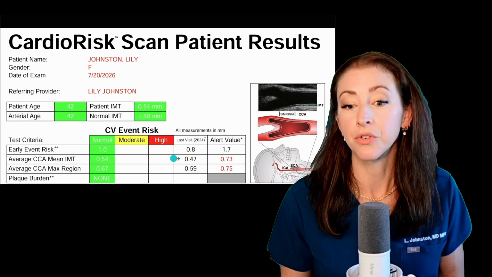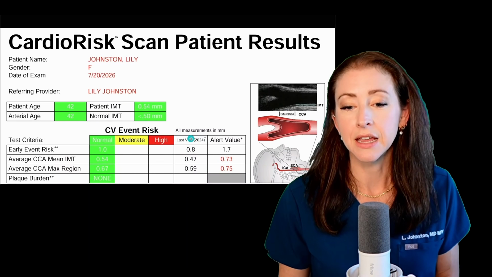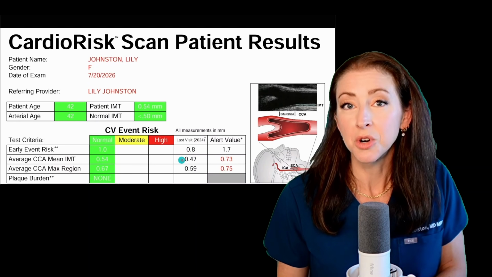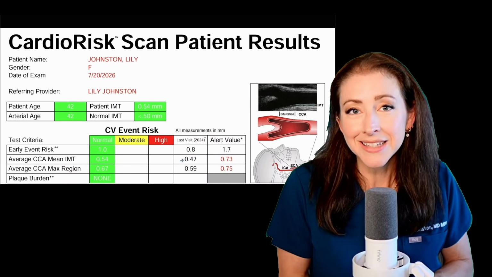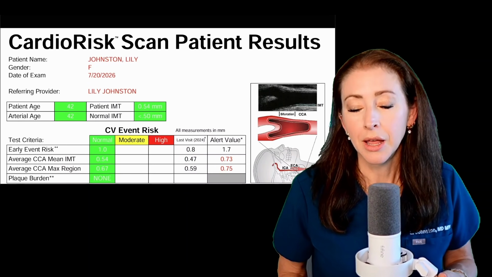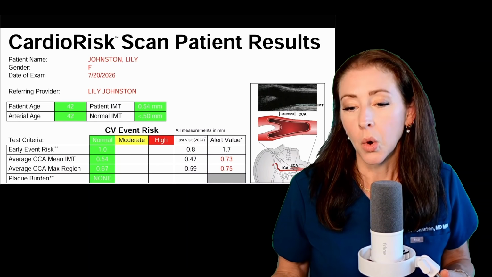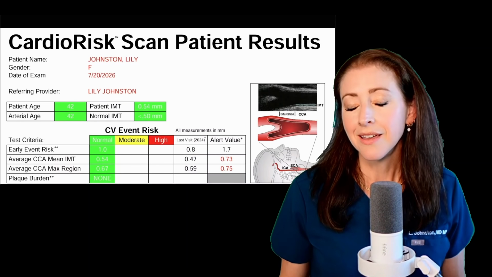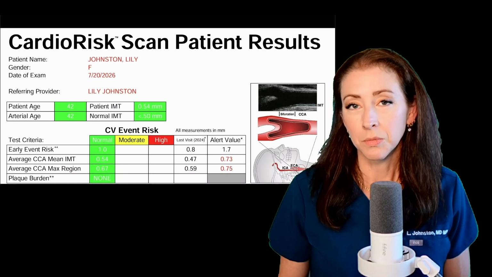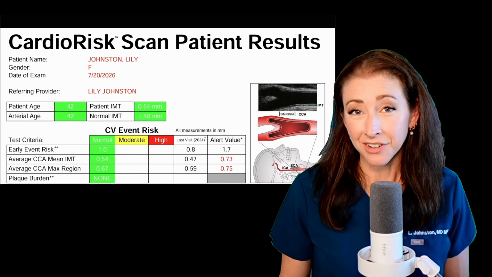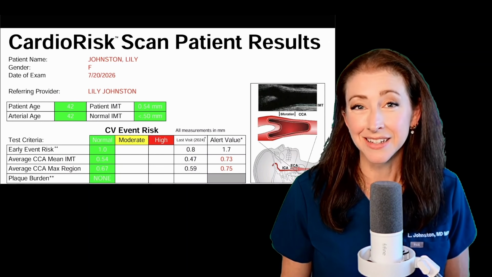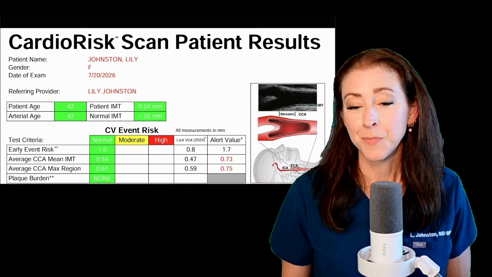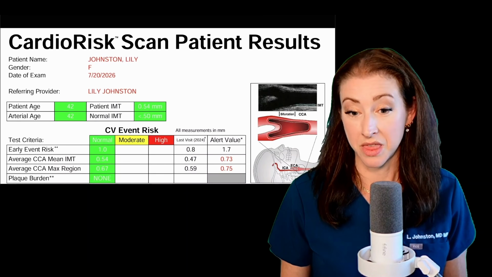So if we scroll over here to the right, you can see my last visit from 2024, my IMT was 0.47. That is not an enormous change, but it's more than 0.34 per year, basically. And that is right on the threshold of kind of an accelerated level of thickening or change. So I'm not super pleased with that.